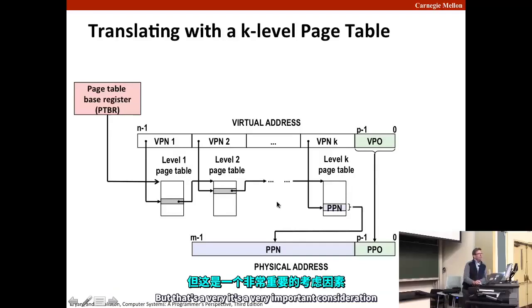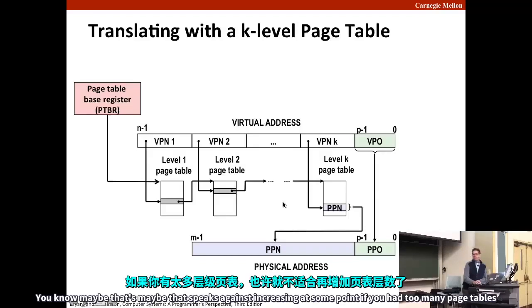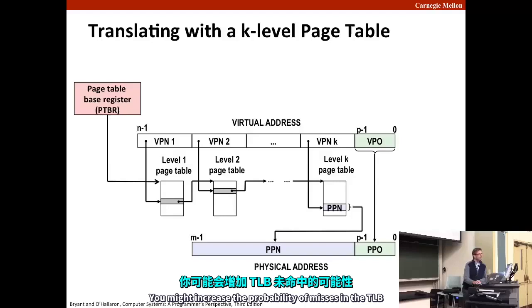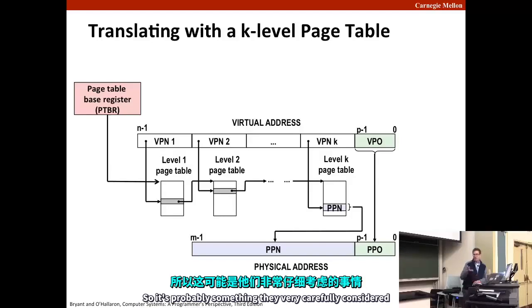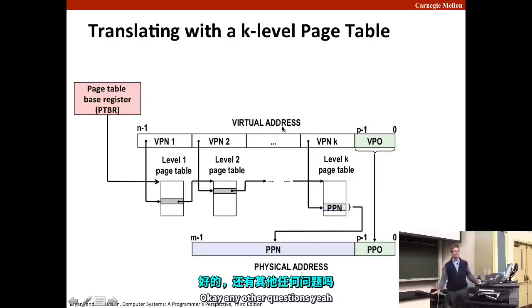But it's a very important consideration, and maybe that speaks against increasing. At some point, if you had too many page tables, you might increase the probability of misses in the TLB. So it's probably something they very carefully considered. Okay, any other questions? Yeah.